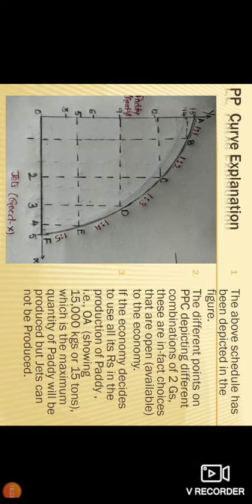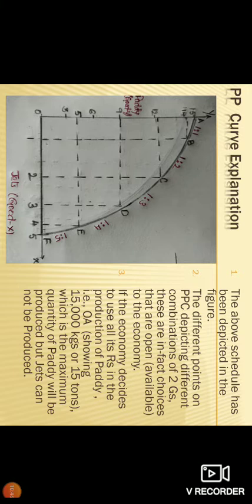Whereas in between A and F, that is B, C, D and E, in between, which ones are in the middle? Between A and F, the B, C, D and E combinations are the combinations of both the paddy as well as jets.